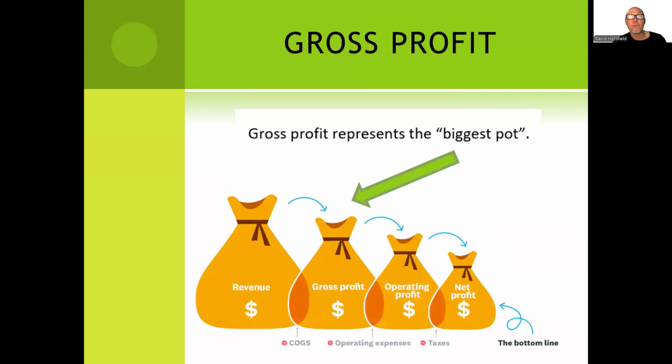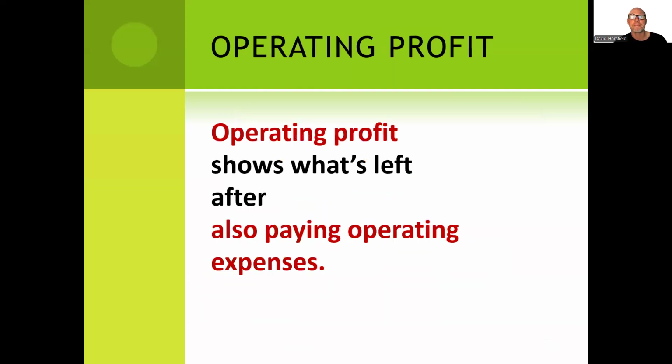So here's our money bags. We had revenue that came in, then gross profit, which shrinks down after we take away the cost of goods sold. Gross profit represents the biggest of the three profit bags, with the fourth bag on the left being revenue. Gross profit is the biggest of the pot, and we've got to shrink it a lot. There are a lot of expenses that need to come out yet. So operating profit, our next stopping point, our next size down bag of money, shows what's left after paying operating expenses.